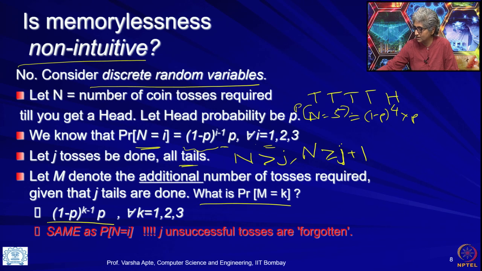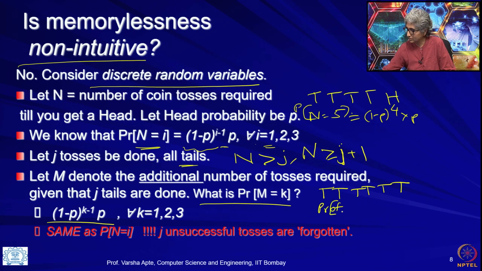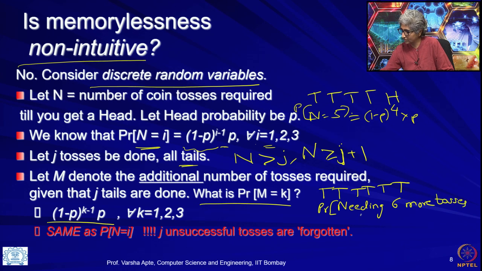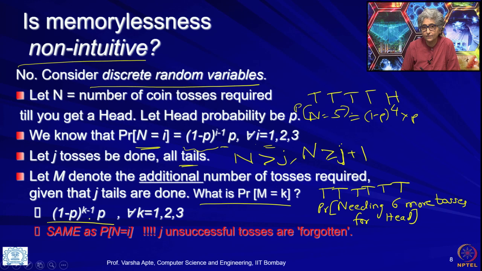Now take an example. Suppose I did 1, 2, 3, 4, 5, 6 tosses and all 6 were tails. Now if the question is the probability of needing 6 more tosses for a head, does it depend on the fact that 6 tosses were done? Just think about it. Does anything change?